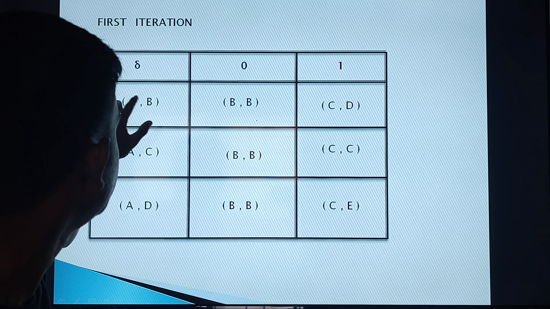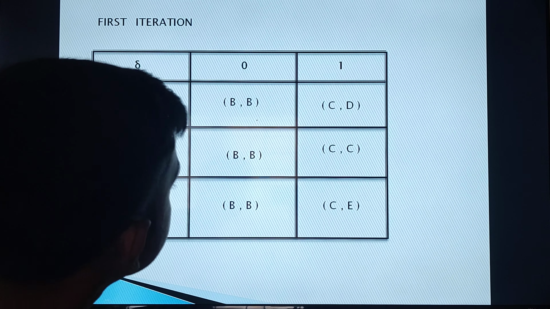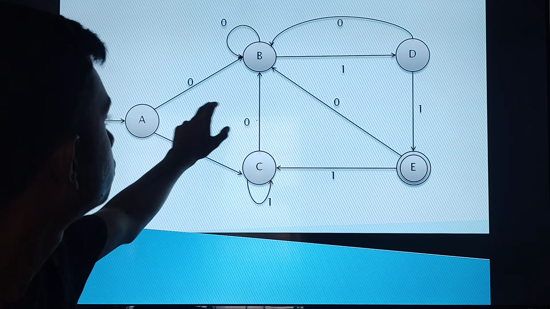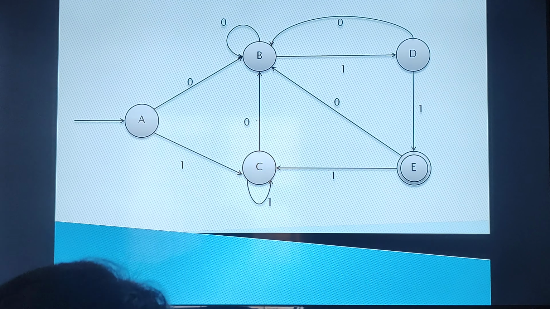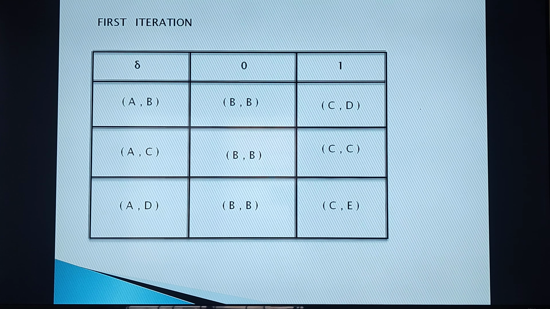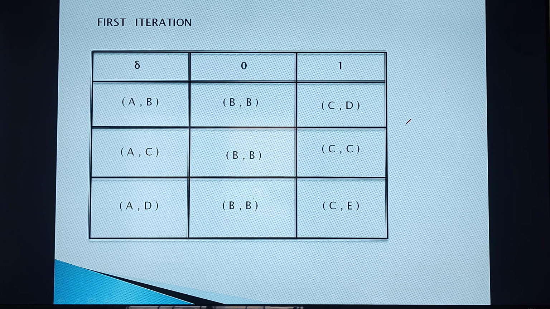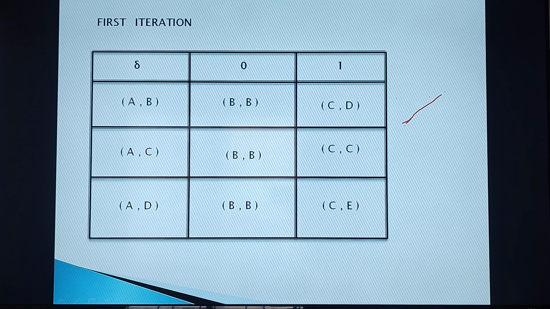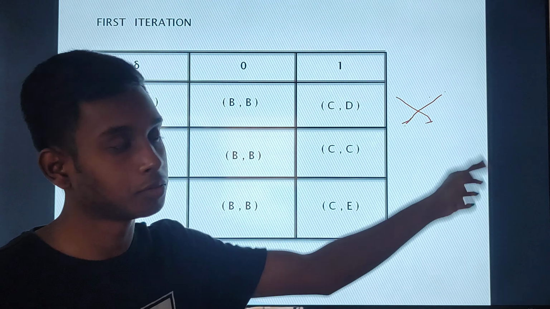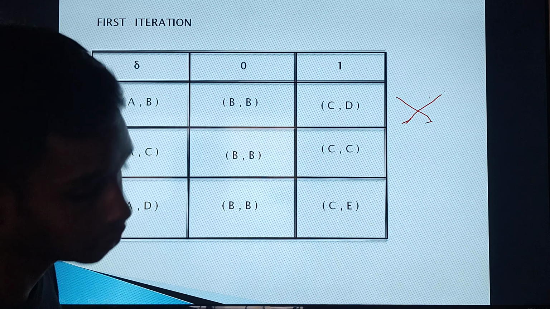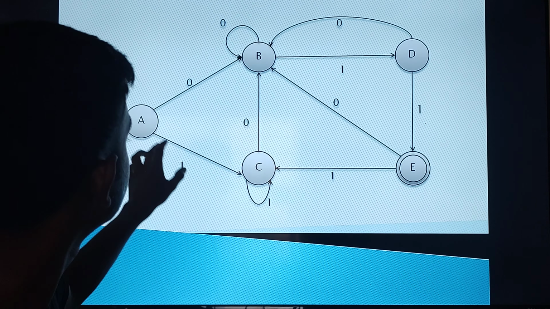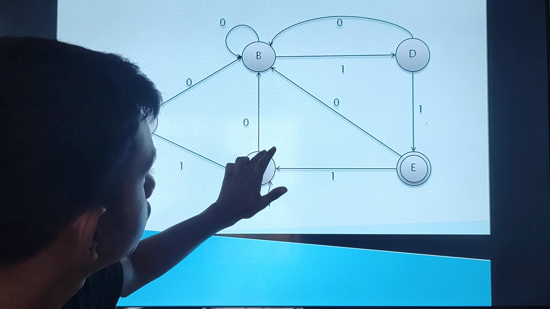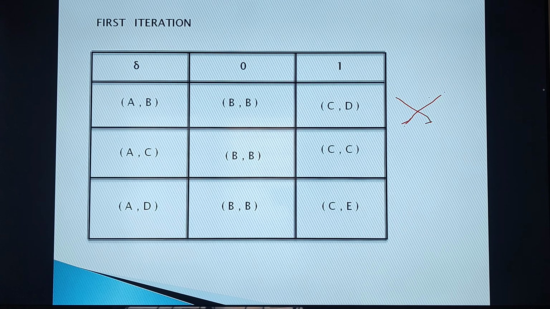So for first A comma B, we have to check B comma B and C comma D. B comma B both are non-final and C comma D both are non-final. So we do not have to mark it on the first iteration. Don't mark. Next is A comma C. For A comma C, it is going to B comma B and C comma C. B comma B and C comma C both are non-final. So we also do not mark this.